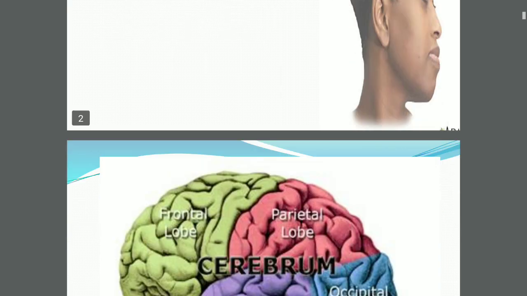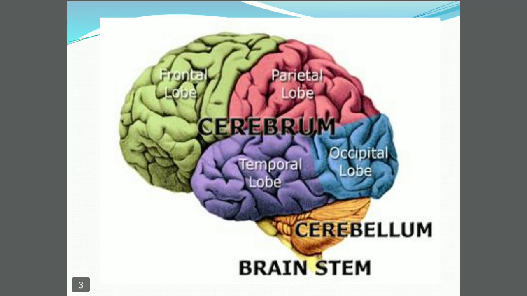Before we proceed with the topic, let's have a brief review of the anatomy of the brain. The brain has three parts, that is the cerebrum, cerebellum, and the brainstem. Cerebrum is the largest part of the brain, which is composed of the right and the left hemispheres. The cerebellum is mainly located under the cerebrum. And the brainstem acts as the center that connects the cerebellum to the spinal cord.